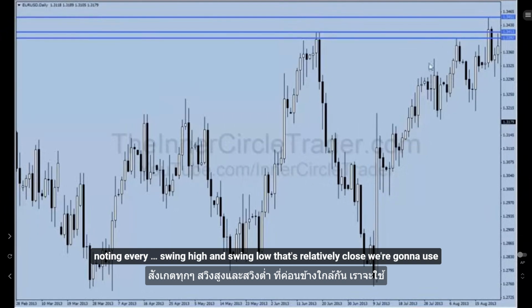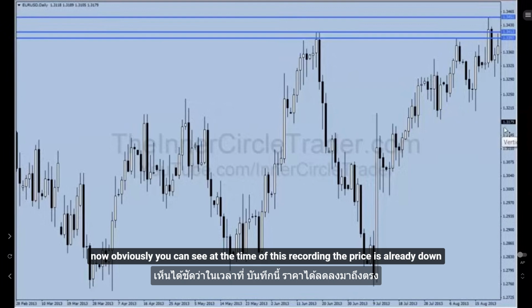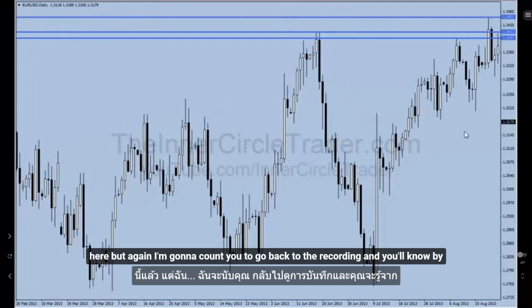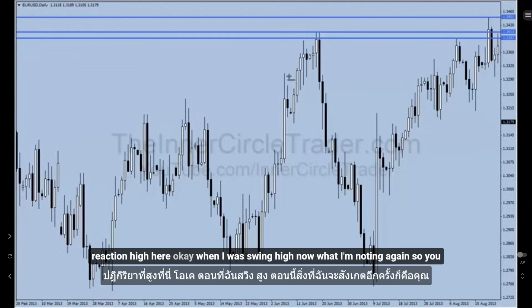swing high and swing low. That's relatively close. And we're going to use about 300 to 400 pip range from where we're trading at in this instance here. Now obviously you can see at the time of this recording the price is already down here, but again I'm going to counsel you to go back to the recording and you'll know by watching it that we called this market going lower here. Okay, so we have this reaction high here. Okay, we have a swing high.